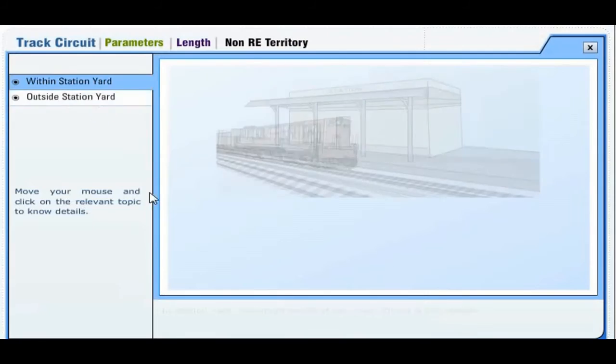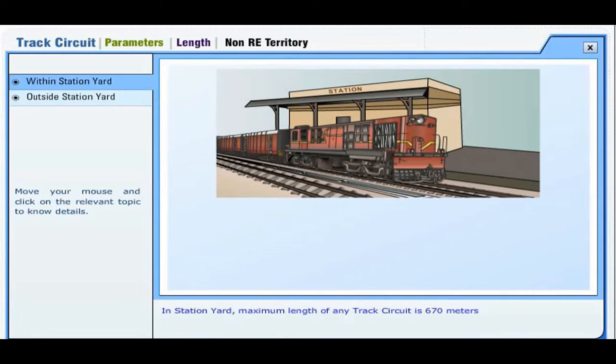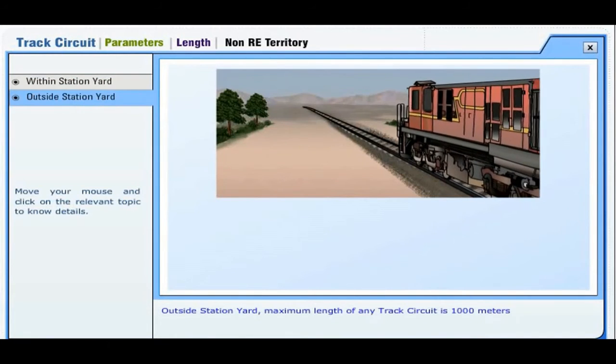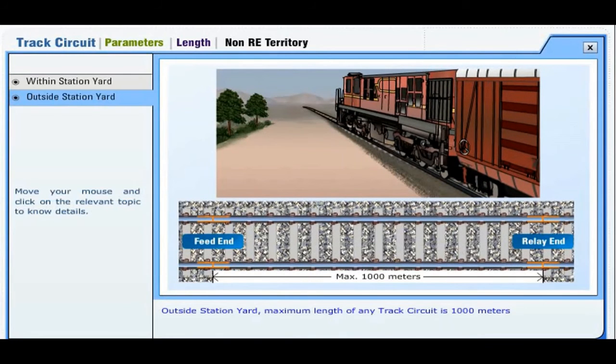Length of a track circuit. In station yard, maximum length of any track circuit is 670 meters. Outside station yard, maximum length of any track circuit is 1000 meters.